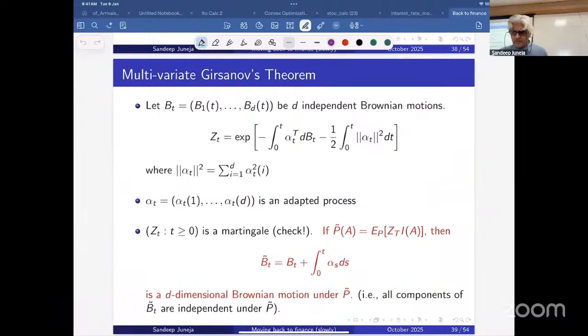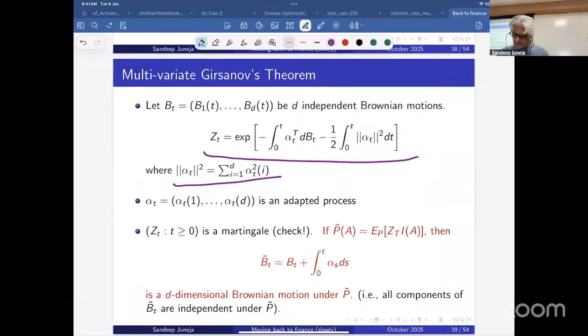Okay, let's do a quick review. So the multivariate Girsanov theorem, this is what we did last time. It's exactly in the same spirit as the single variate one. You can see that here, right? Now you have drifts in all the d directions. So these are your drifts here.